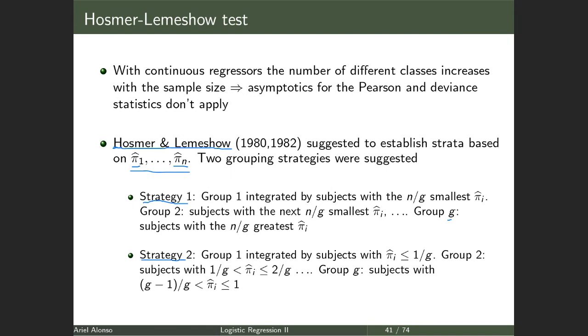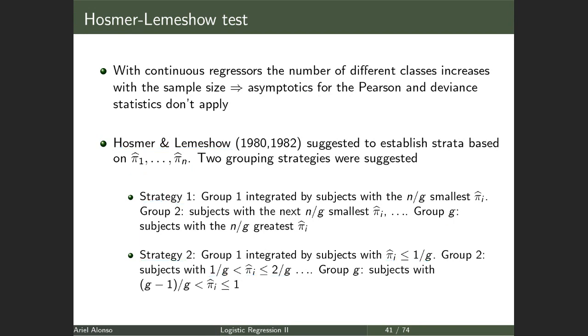And strategy 2 is that they consider a group defined by all the individuals that have a predicted probability smaller than 1 over G. Second group, all the individuals that have a predicted probability between 1 over G and 2 over G, and so on. And the final group, group G, has all the individuals that have a predicted probability between these two values. And now you have G groups. And for any new individual, you calculate the predicted probability and you classify it in one of these groups.